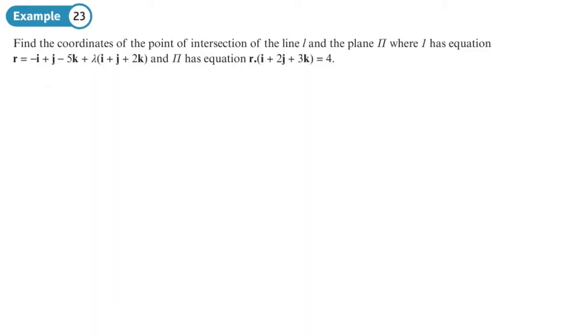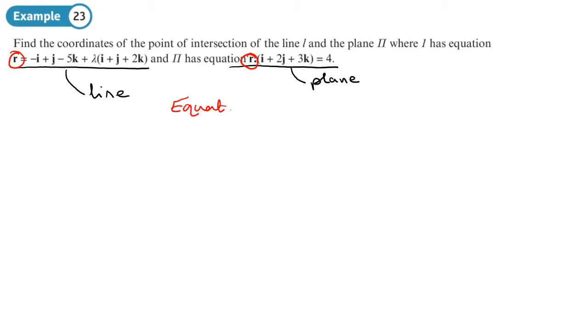So here we want to find the point of intersection between the line and the plane. This is the equation of the line here, and this is the equation of the plane. Now you'll notice that they've both got r in, r equals and r dot. So to find the point of intersection, if they do intersect, we need to equate the r's. Equating r basically means that we're going to substitute that r into here.